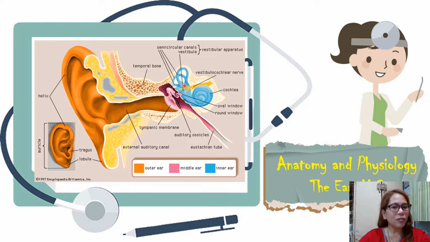Now let's talk about the inner ear. The inner ear includes the cochlea, the semicircular canals, and the distal end of the auditory nerve, which is also known as the vestibulocochlear nerve or your cranial nerve number 8. The function of your inner ear is to conduct the sound to the central nervous system and to assist with balance.